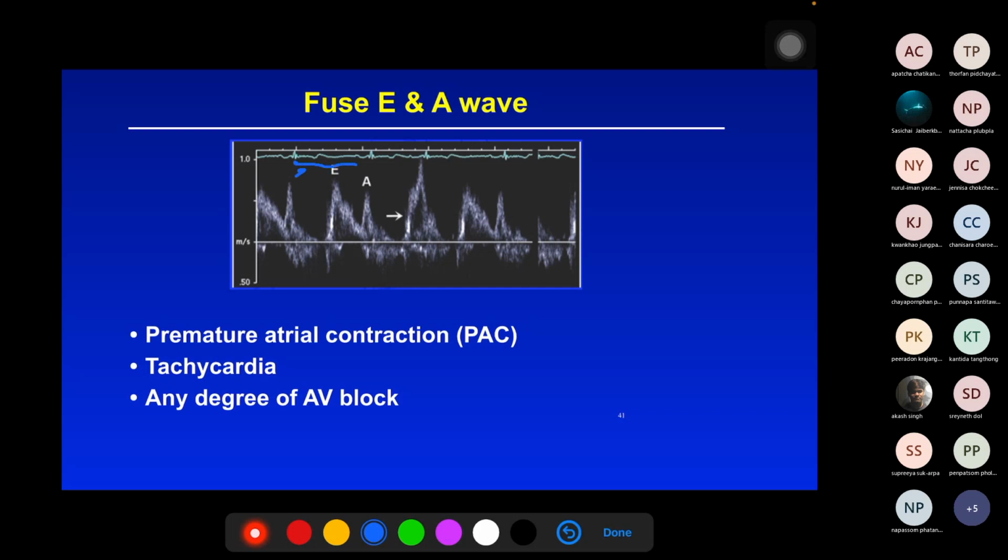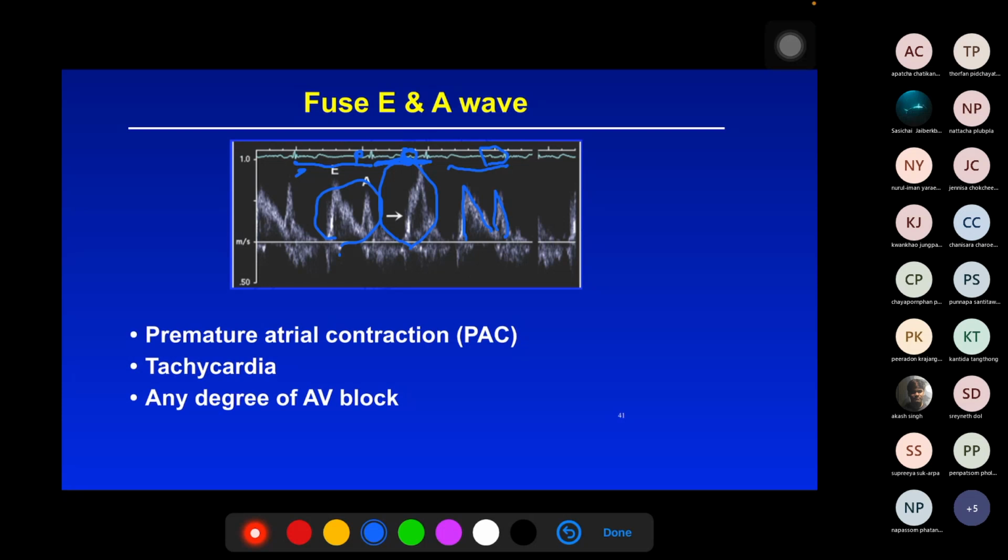Here you see the P wave, but in this cycle the P wave comes earlier, which is called the PAC. When the patient has PAC, you might see the fused E and A wave. This beat is the normal sinus rhythm. The P wave does not come earlier, so you see E and A separately, right? But this beat has a PAC, so E and A is fused.